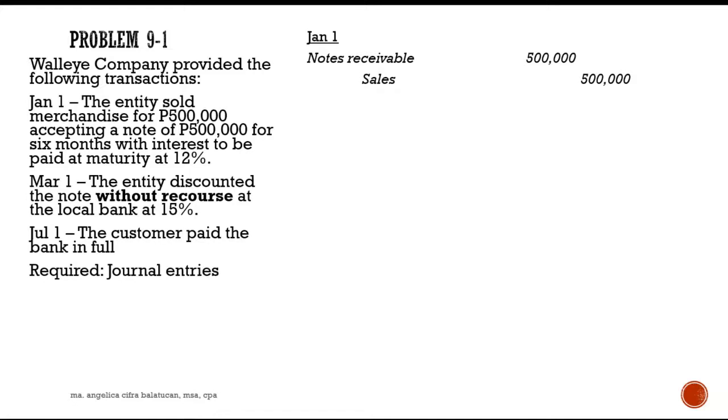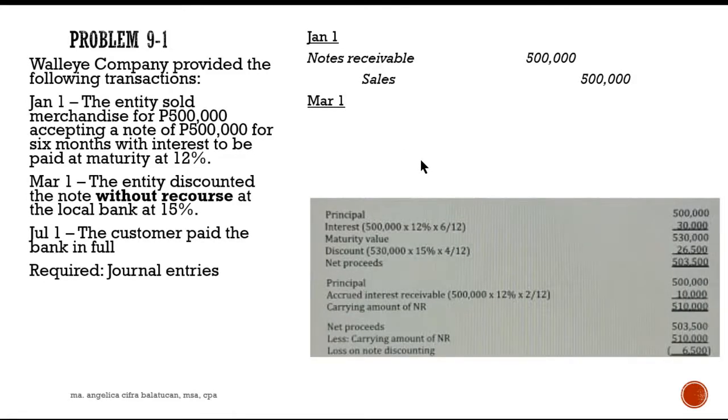On March 1, the entity discounted the note without recourse. So remember, when it is without recourse, we transfer the right to the bank, but we have no obligation to the bank in case our customer defaults. Okay? So the entry for March 1 would be the following. But before that, we will need to know how much will be the debit to the cash, how much will be the loss, to be able to complete the entries.